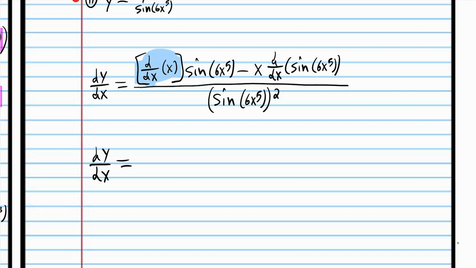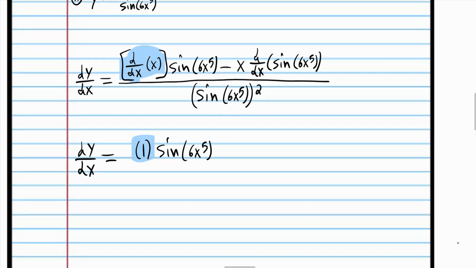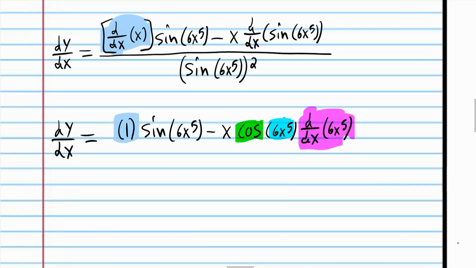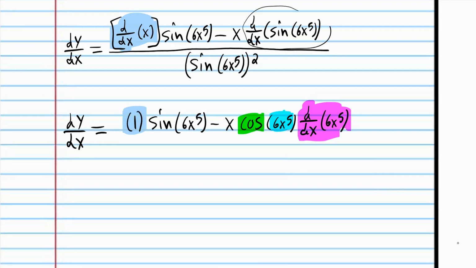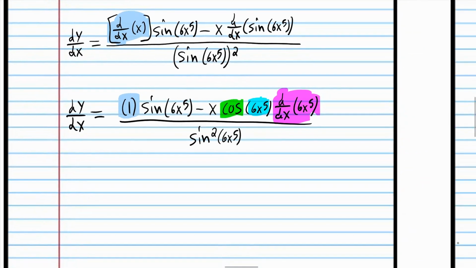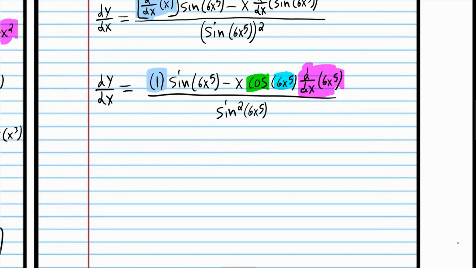So the derivative of x is obviously just 1. And the derivative here, well, we're going to have to use the chain rule. So the derivative of the outside function is cosine, because the outside function is sine. But remember, we have to keep the inside function unchanged. And then we multiply all that by the derivative of the inside function. So that was the derivative of this expression here. Then we divide all that by the square of the denominator. And we can move this 2 here so we don't have to write so many parentheses. But you don't have to move it there if that confuses you.